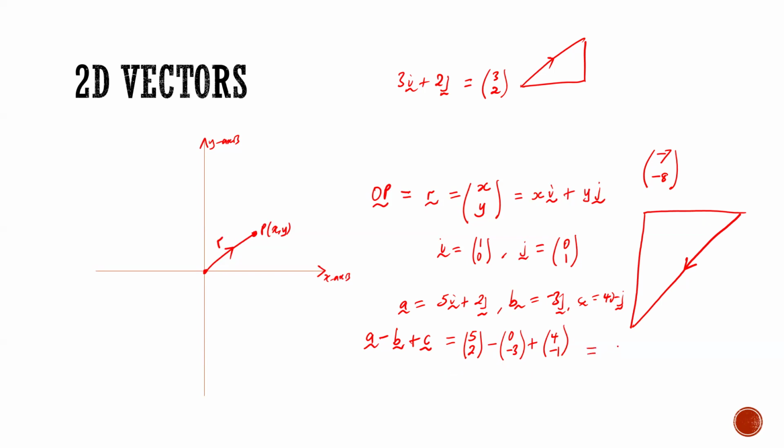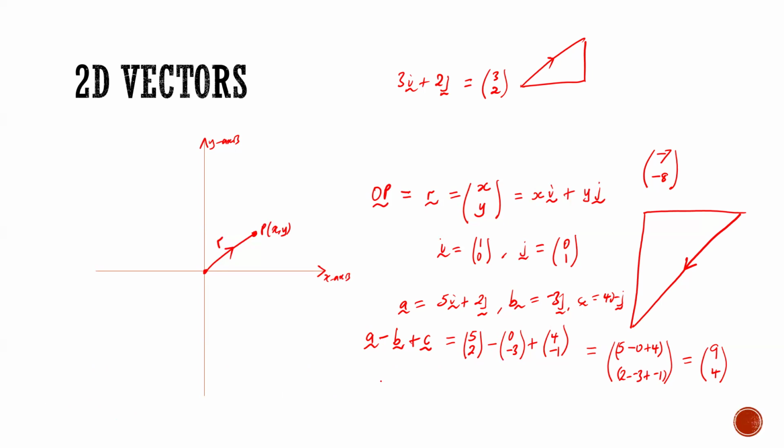So what we do simply is we have the 5 minus the 0 plus 4, and then 2 minus negative 3 plus negative 1. This gives us our final answer as 9, 4. 9i plus 4j. That's what that operation would be. So you simply just add the like components and subtract the like components when you're carrying out addition and subtraction.